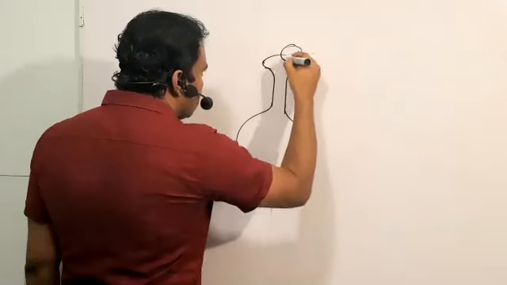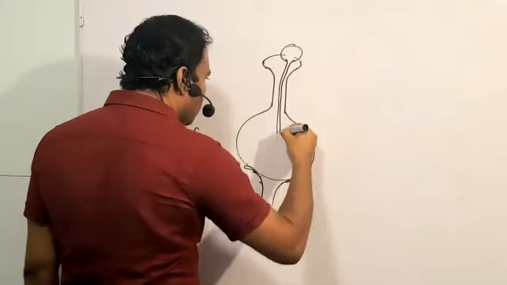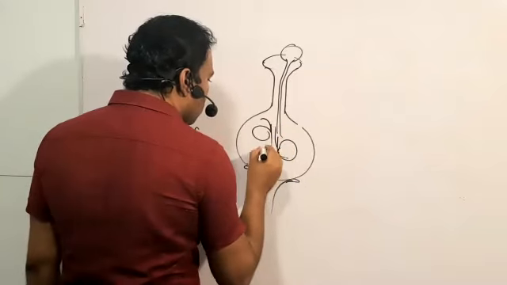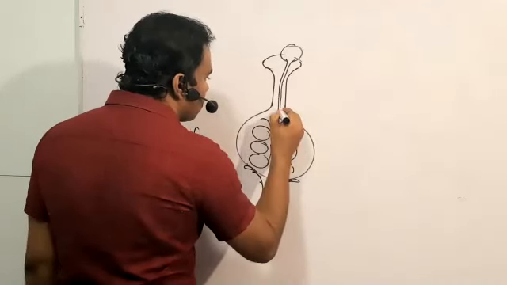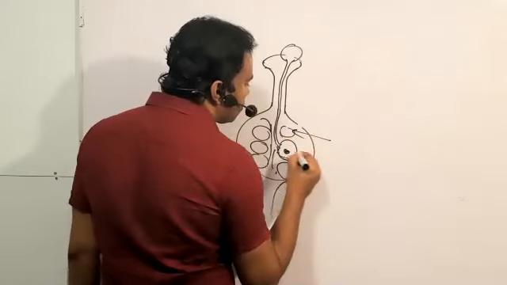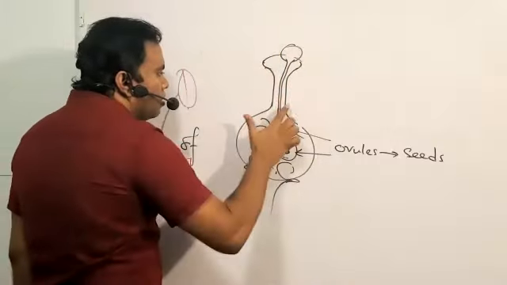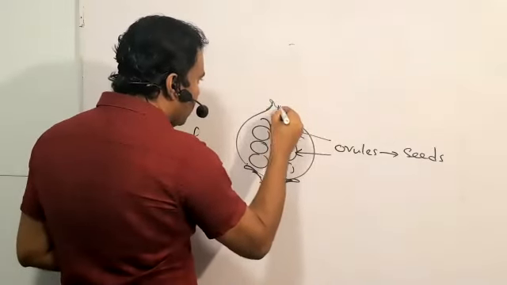After the pollination, it develops as a pollen tube, we call this the pollen tube. It's growing and it fertilizes the ovules. Then what happens? Ovules become seeds. Then what happens? It becomes fruit. Style and stigma deteriorate.